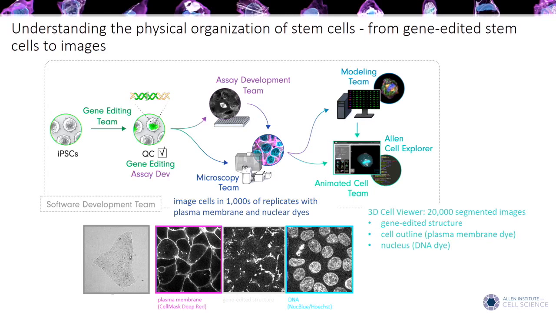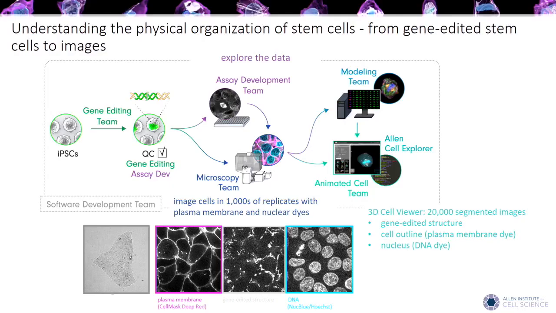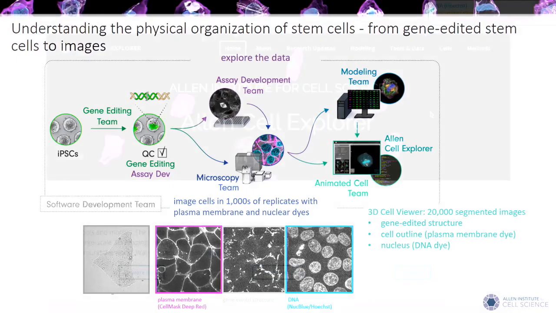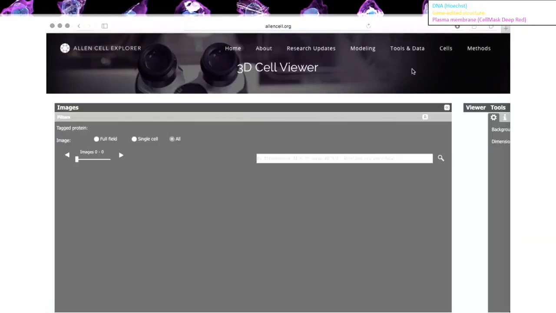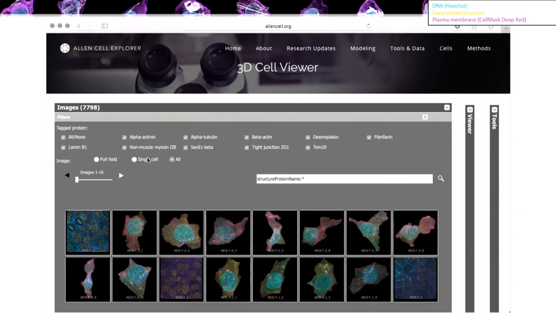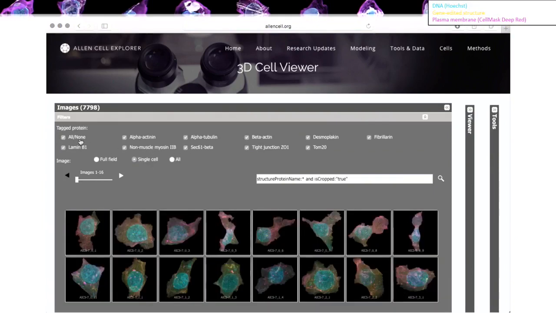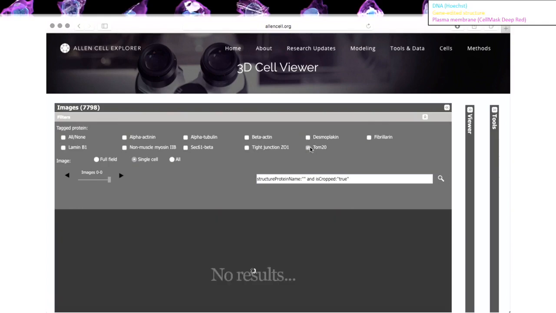Unfortunately, I don't have time today to show you the 3D cell viewer, but I highly encourage you to go on our website, play with the Explorer, and go through our cells in 3D and spin them around. One thing that the assay development team is doing is exploring the data, and so can you. You can go to our website, allencell.org, go to Tools and Data, and then click on the 3D cell viewer. Today, we're just going to look at single cells of our mitochondrial tagged line.